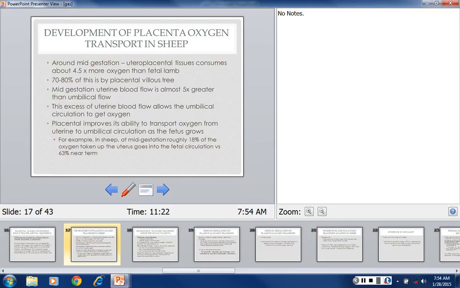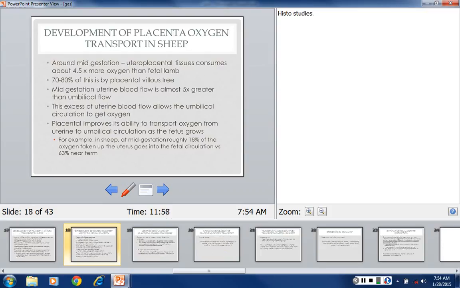And 70 to 80% of it is by the placental villus tree. At mid-gestation, the uterine flow is about 5 times greater than the umbilical flow due to size. This excess in uterine flow allows umbilical circulation to get oxygen. And then the placenta improves its ability to transport oxygen from the uterus to the umbilical circulation as the fetus grows. An example in sheep studies has shown that at mid-gestation, roughly 18% of the oxygen taken up by the uterus goes to the fetus versus 63% near term.